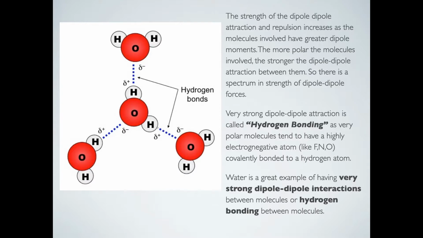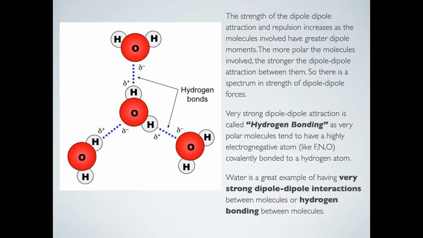So, for these molecules to be very polar, we notice that it's always within a molecule a hydrogen that's covalently bonded to a very electronegative atom. So a very electropositive atom like hydrogen bonded covalently to a very electronegative atom like oxygen, like we've got in water, and also nitrogen and fluorine. When you have a molecule with hydrogen bonded to oxygen, nitrogen, or fluorine, it makes it very, very polar.